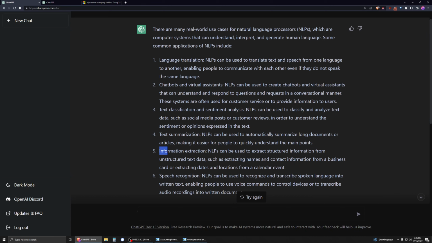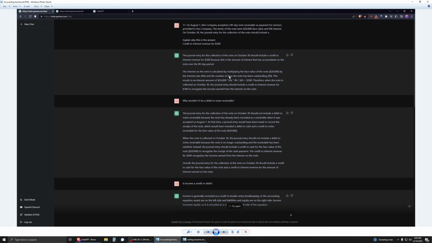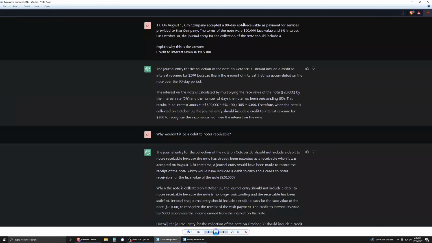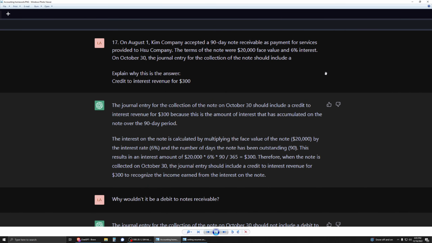Yeah, information extraction. That's similar to text summarization, but this is talking more about structured information. So this is for programmers, and it kind of ties into how I used it with helping me with my accounting homework. I used it for table extraction, like extracting data from tables for my accounting homework. And it was immensely useful for this.